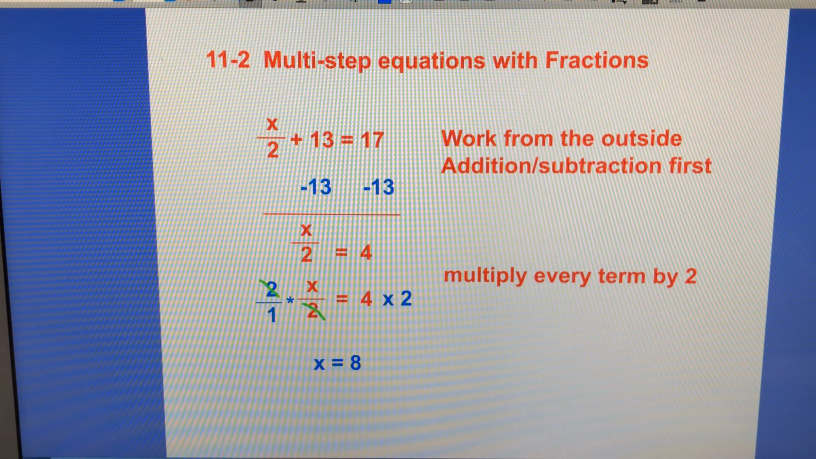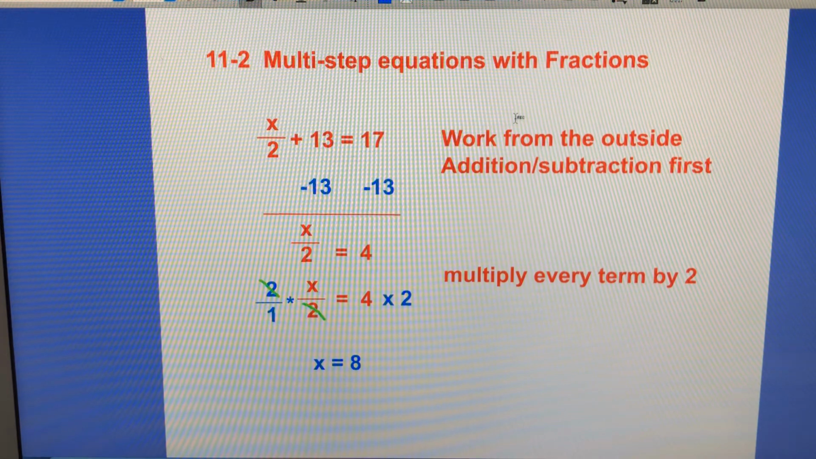Oh, nope, sorry. I lied to you. We weren't done. The fractions are here. Multi-step equations with fractions. Oh, this is what we were trying not to do.